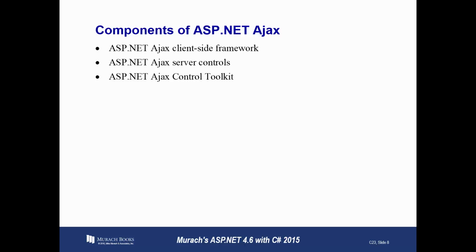Next, we've got the ASP.NET AJAX server controls. There are 5 basic controls that this works with. They are the script manager, the script manager proxy, the update panel, the update progress control, and the timer control, which we will look at shortly. Finally, you've got the ASP.NET AJAX Control Toolkit. This is an open source project from Codeplex, and we're going to look at that in just a minute, that provides more than 40 ASP.NET controls that you can use to build AJAX-enabled applications.